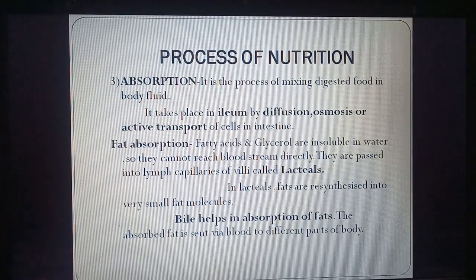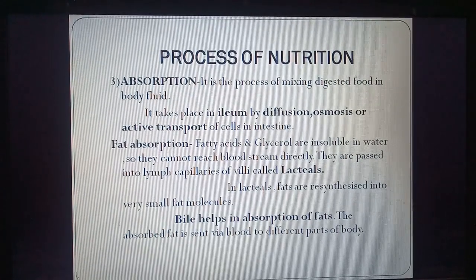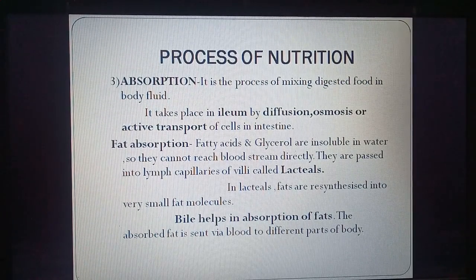Fat absorption. Now we know that fat is insoluble in water and water is the main constituent of blood. So the fat which was broken down cannot easily enter the blood. Then how is it absorbed? The fatty acids and glycerol are insoluble in water, so they cannot reach the bloodstream directly.